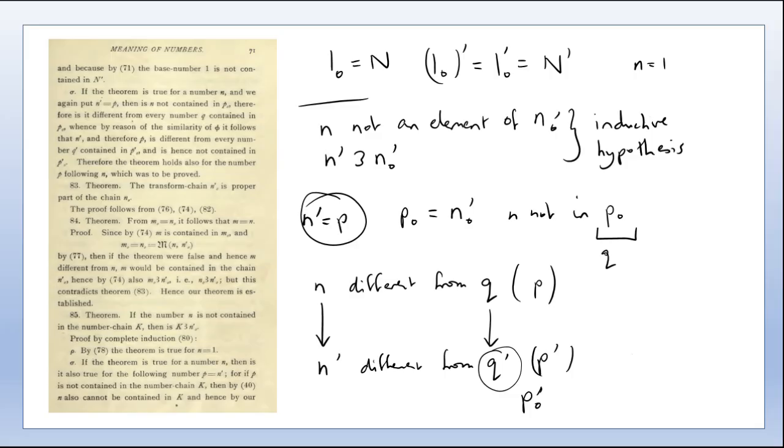So because n primed is different from all of the q primes, then n primed cannot be an element in p naught primed. But remember that p naught primed is effectively, again using this notation that Dedekind doesn't really use, kind of like n naught primed. I don't really know how to write it. Maybe this is the reason why he avoids using it, because it does get kind of clumsy after a while. So therefore the theorem holds also for the number p following n, which was to be proved. Okay, so that's theorem 82 done.